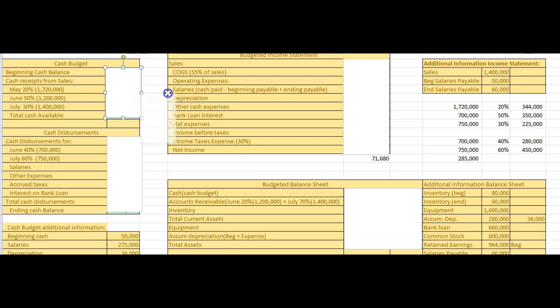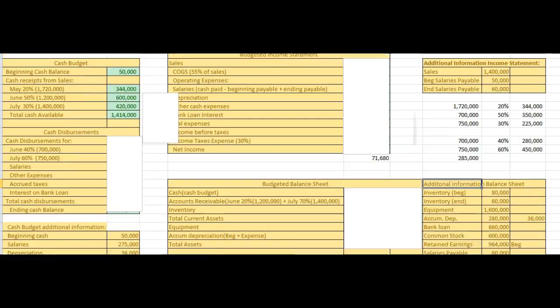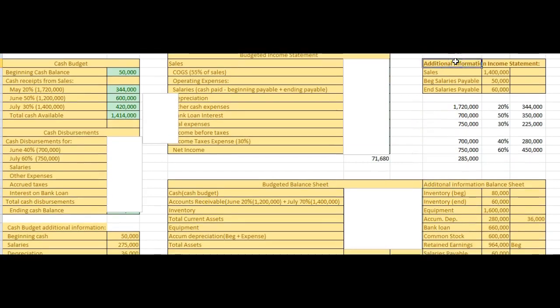This says our beginning balance is 50,000. That's a given. And the numbers and the information are down here, right here at the bottom, in this location, and in this location, and there. So we have 50,000. Our receipts are 20% times 1.72, and so you just multiply those out. So our total cash available is 1,414,000.